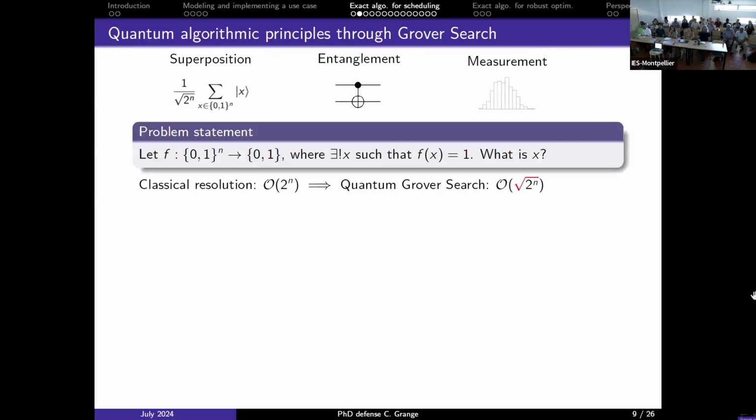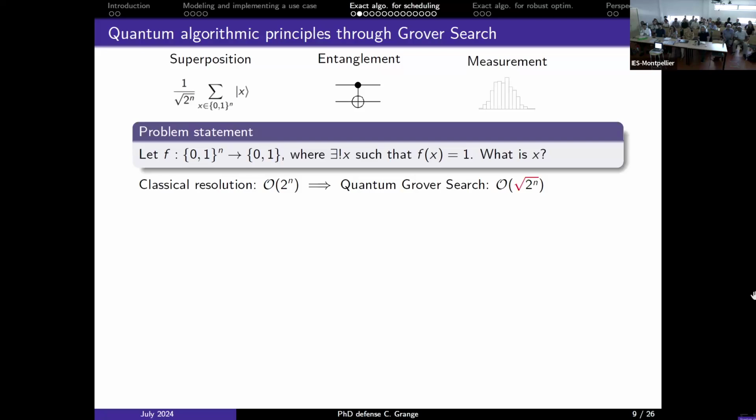Okay, so let me sketch the search algorithm, but first I will define the problem. We have a function that takes an n-bit string as input and outputs a binary variable. We know that there exists only one x such that f of x is equal to 1, and we want to know what x is. By classical resolution, we can do it in roughly 2 to the n calls to the function if we don't know anything about f. With Grover search, we can improve this complexity with a quadratic speedup.